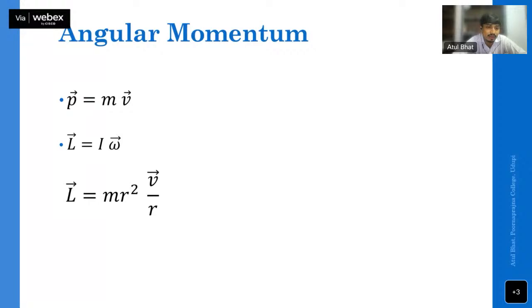This is the formula. So I is equal to mr squared. I showed you that in the previous slide. So L is equal to mr squared into omega, which is equal to V by R. So I've substituted all the formulas I knew for I and omega. And here in the mr squared, the R will cancel with this denominator R. So I've got L is equal to mvr.